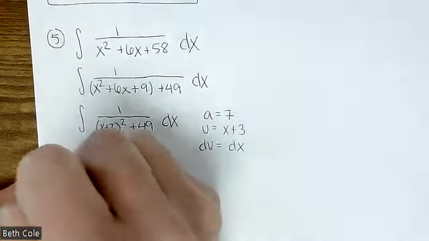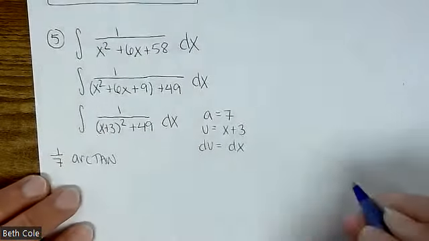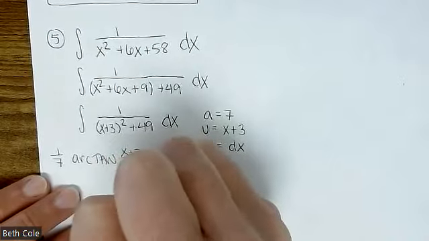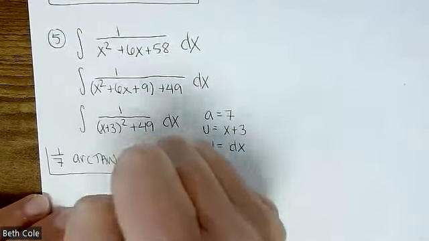1/7, good. Arctangent, x plus 3 over 7. x plus 3/7 plus c. We're going to do one more.